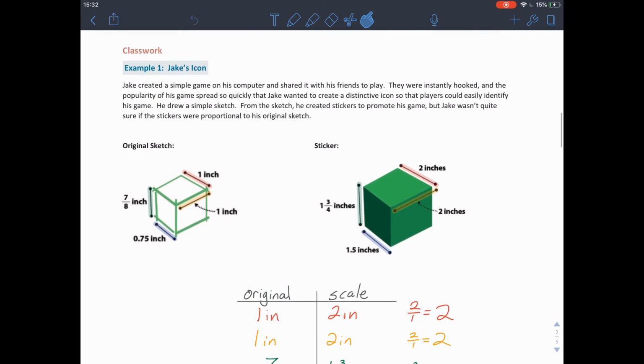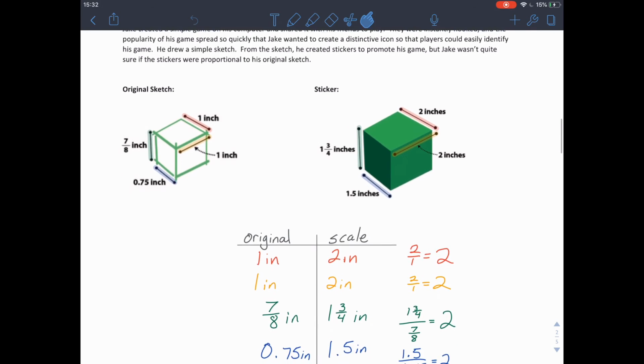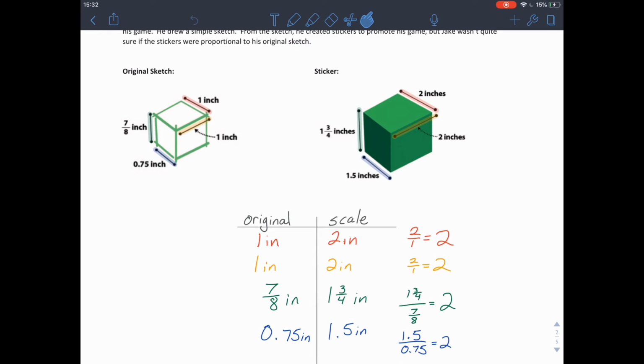So once we have listed out all of our numbers to make our ratios, we see that our 2 inches in red goes with our 1 inch in red, and so on and so forth. When we take all of our scale numbers and make a fraction over our original numbers, they all simplify to 2. So Jake's sticker is proportional to his original sketch.